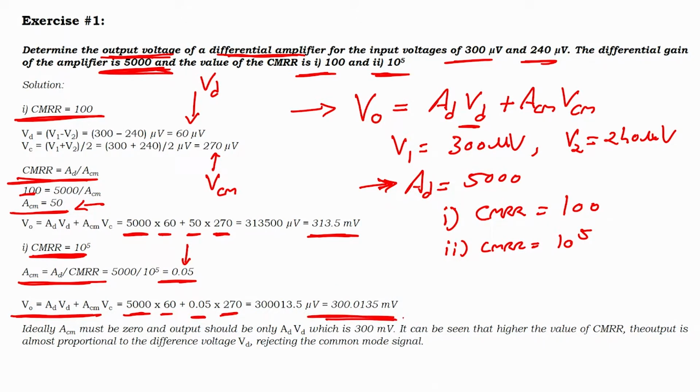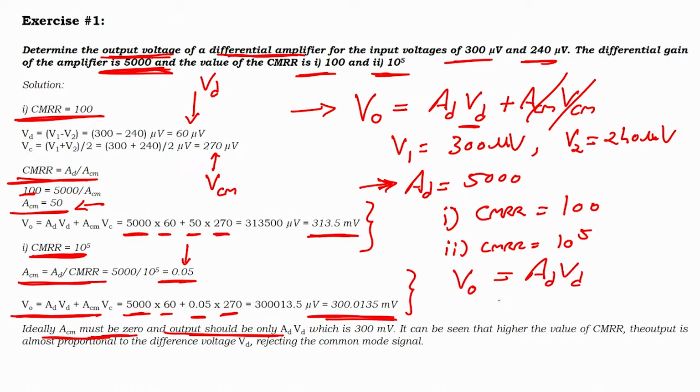Our value is 300.0135 millivolts. Here what was the value? 313.5 millivolts. Here we have 300.0135 millivolts. Now if I see, ideally ACM must be 0, right, and output should be equal to AD into VD only. So ideally my ACM VCM should not be there, correct, and my VO should be nothing but just AD into VD.